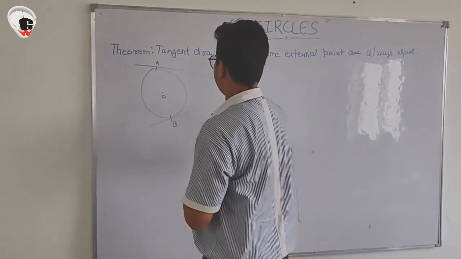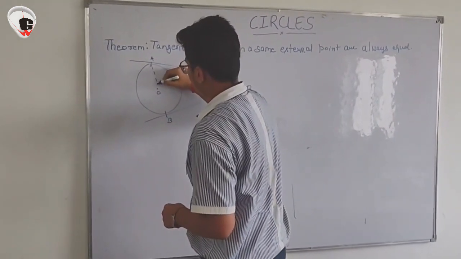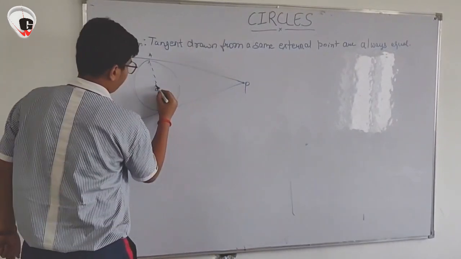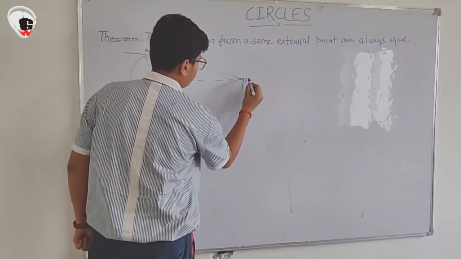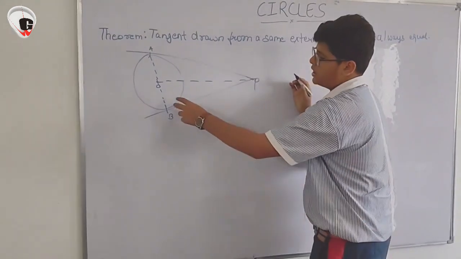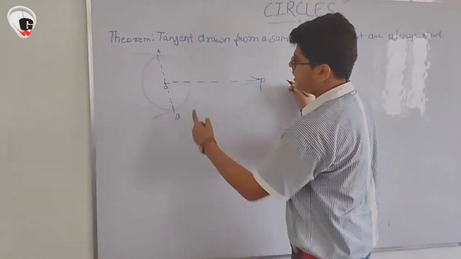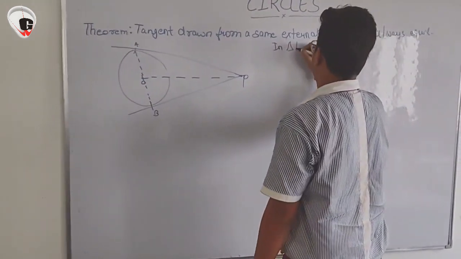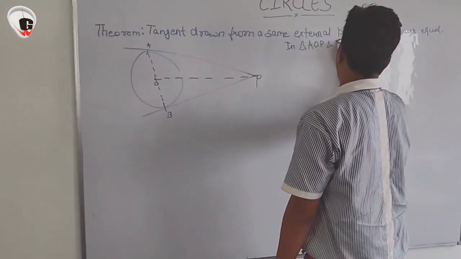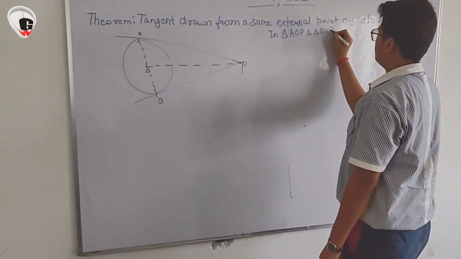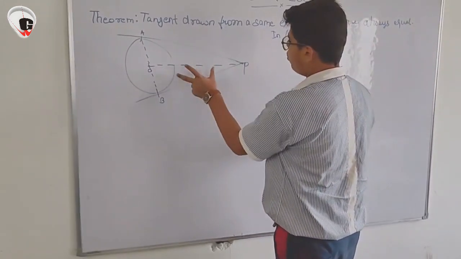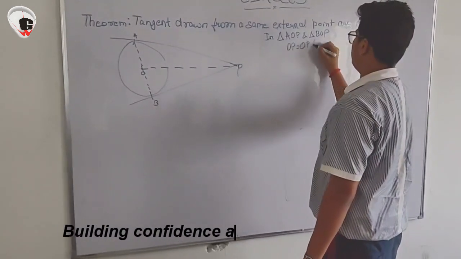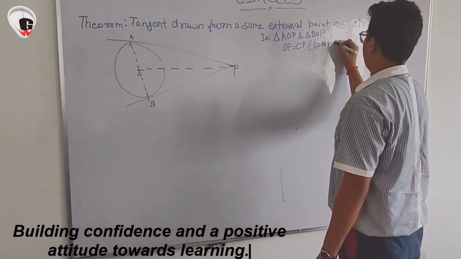First we have to do a construction: join A to O and O to B. By doing this construction, we find that there are two triangles, AOP and BOP. In triangle AOP and triangle BOP, we can see that the line OP is common in both the triangles. So line OP is equal to OP by the criteria of common.